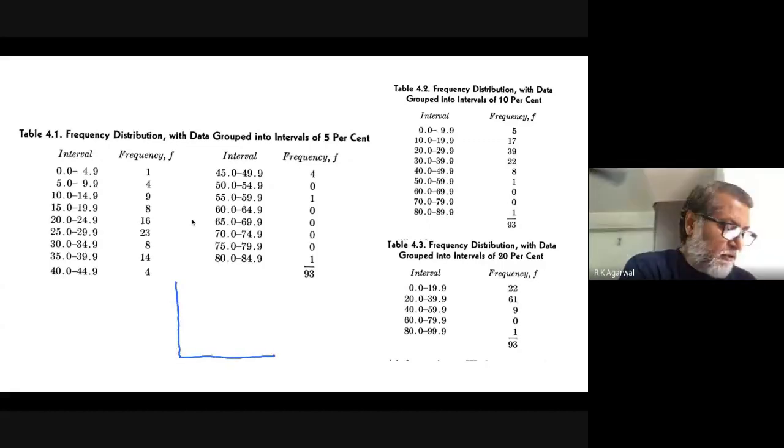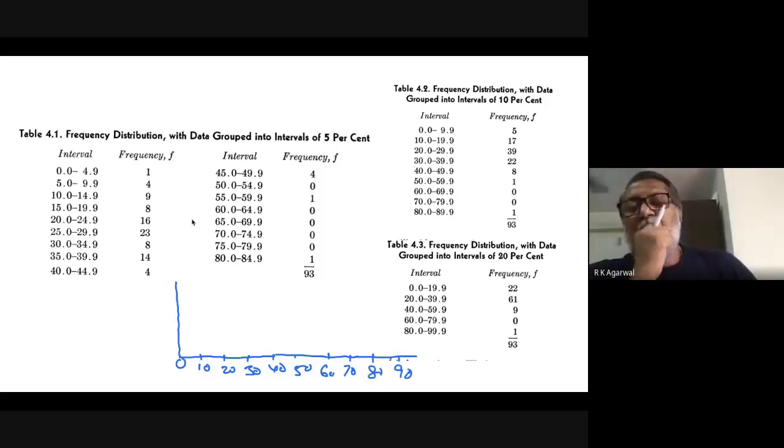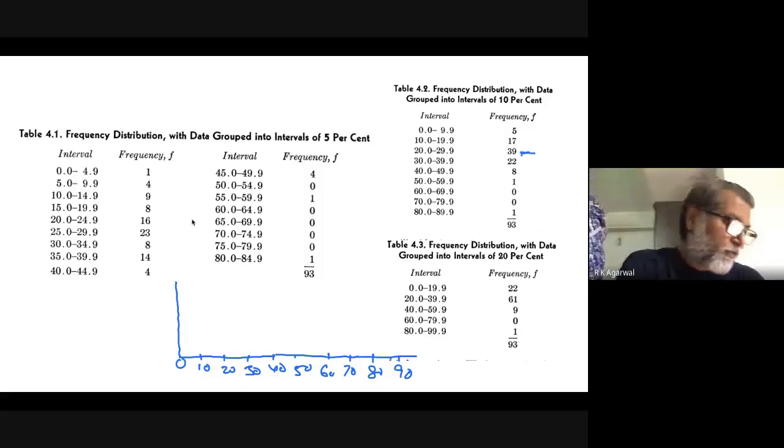So 0, this is 10, 20, 30, 40, 50, 60, 70, 80, 90. And what is the maximum frequency? Maximum frequency is 39. You can see that the maximum frequency is 39.